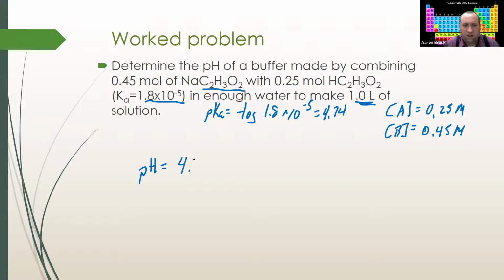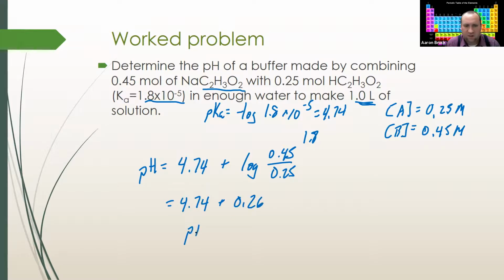So pH is equal to 4.74 plus the log of the base, 0.45, over the acid, 0.25. The quotient here is 1.8. Log of 1.8 is 0.26. And so that means the pH of this particular buffer is 5.00.